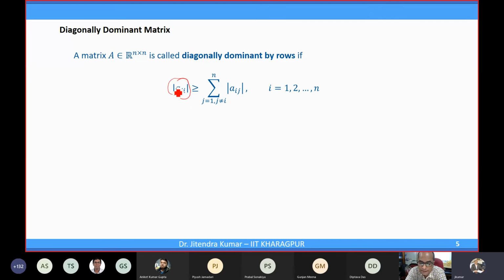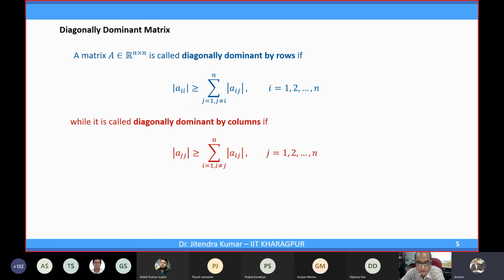the diagonal entry, a_ii, meaning a11, a22, a33, is greater than or equal to the sum of the rest. You are not adding when j is equal to i, so except that, you are adding all other entries. So a11 is bigger than the sum of the rest. Then you call this matrix diagonally dominant by rows, because you are working with the rows.